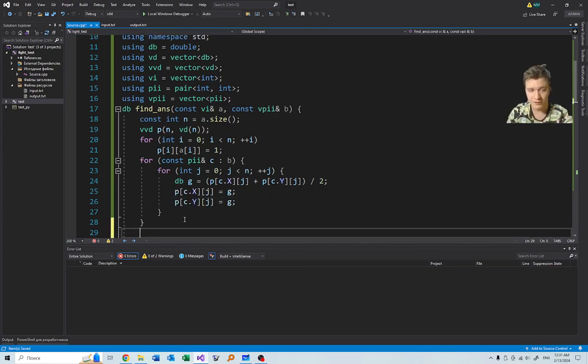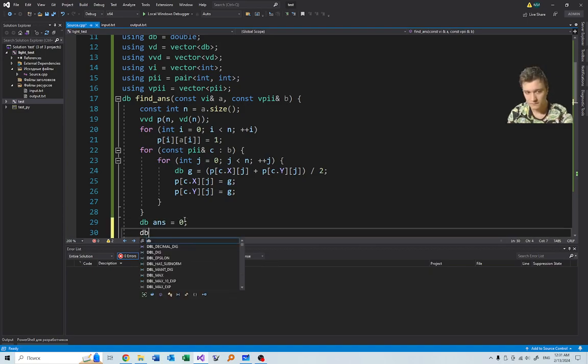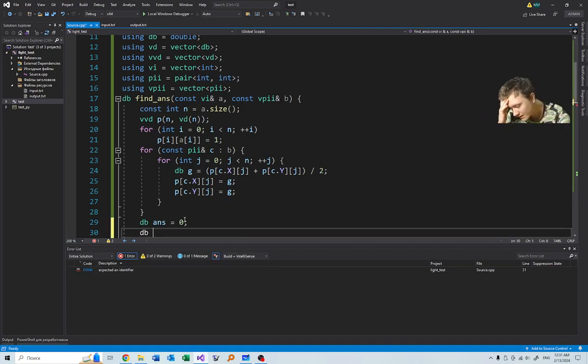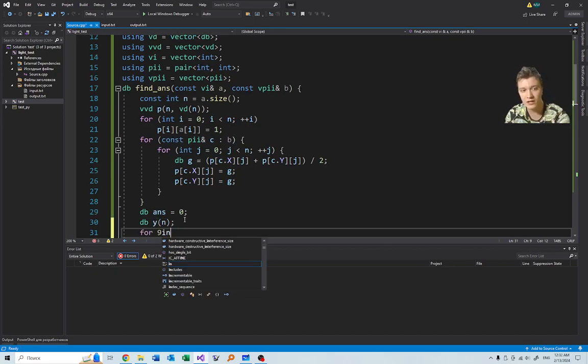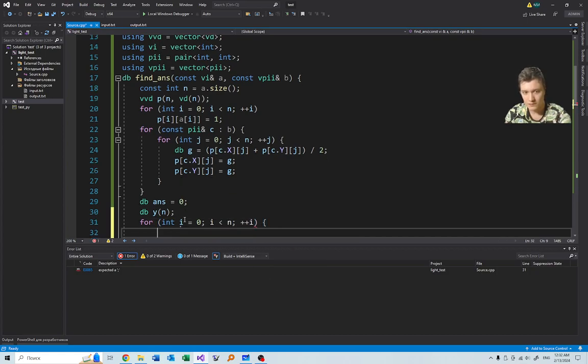Excellent. Now I need to calculate the answer. And for that I need to calculate the probability that in the first I positions I have this number. Now, since for I equals 0 there are no positions left than I, it's easy to see that the answer is 0 now. Okay.